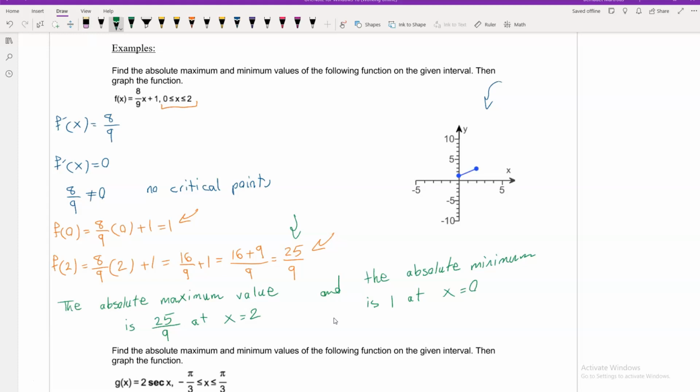So this graph is based on what we did here. When x is 0, y is 1, so it's this point, and that is the absolute minimum. When x is 2, y is 25 over 9, which is that point, and that is the absolute maximum. After finding these two points, we can draw a straight line to connect the two points that we have.